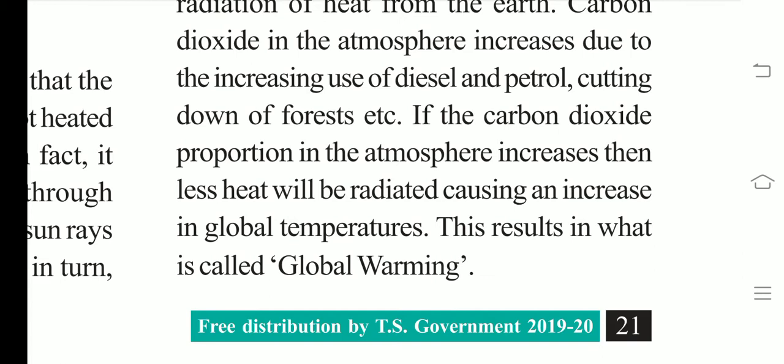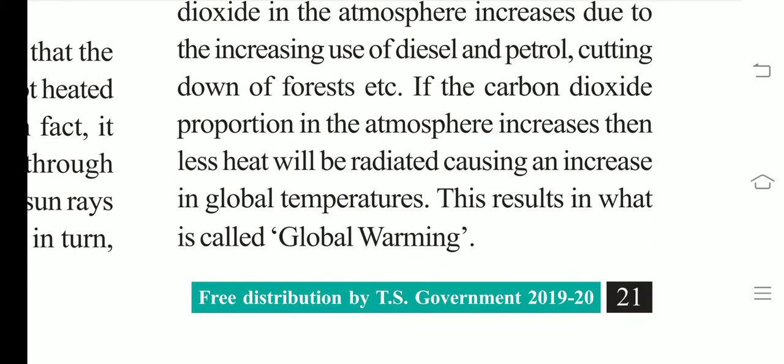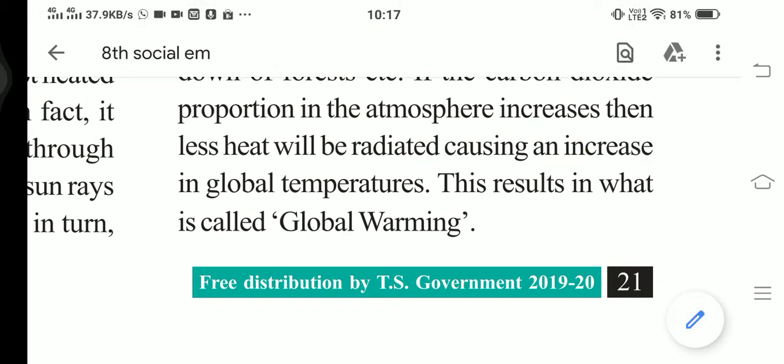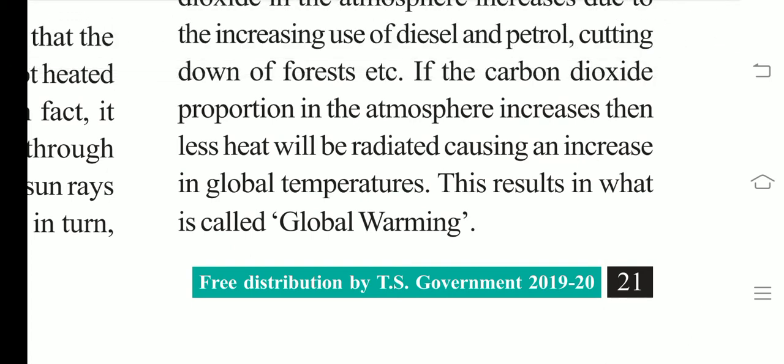When earth reflects the excessive heat, it has to move into space, but carbon dioxide forms a layer, and such carbon dioxide stops the excessive heat. In that way we see that temperature across the globe is increasing due to the large amount of carbon dioxide, and that increasing temperature across the globe is called global warming. Global warming means temperature increasing throughout the planet earth, right?